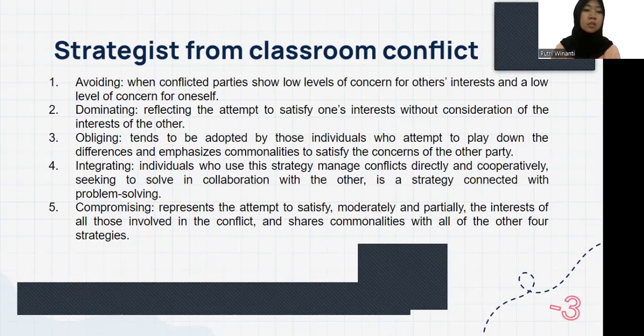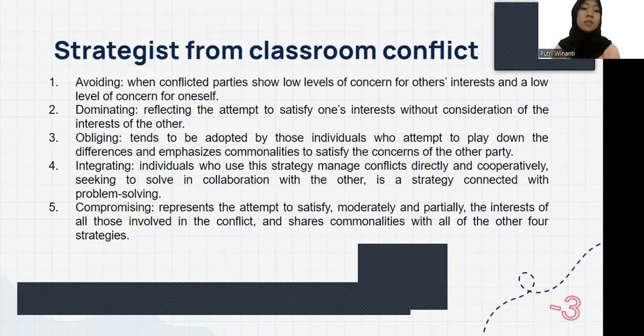The second strategy is dominating, reflecting the attempt to satisfy one's interests without consideration of the interests of the other, characterized by high assertiveness and lack of cooperation, in which the acquisition of objectives is viewed with supremacy over the interests of the other party. Furthermore, it is often considered an aggressive strategy.